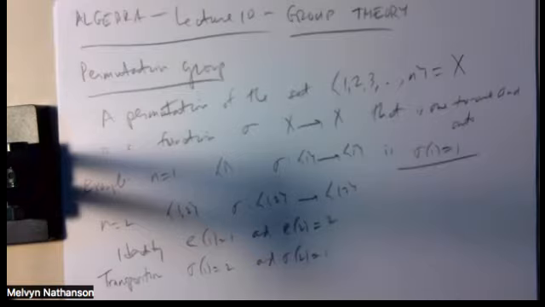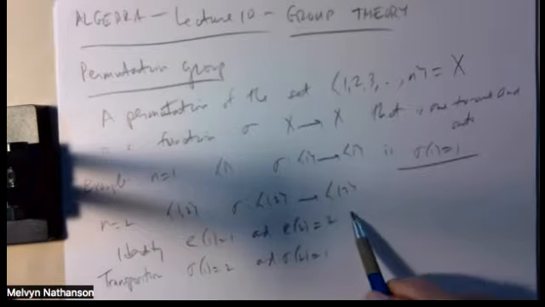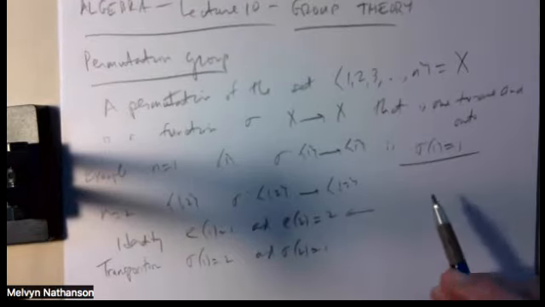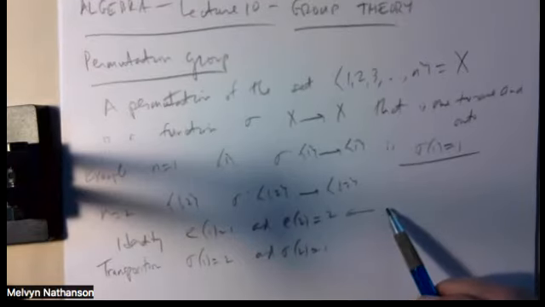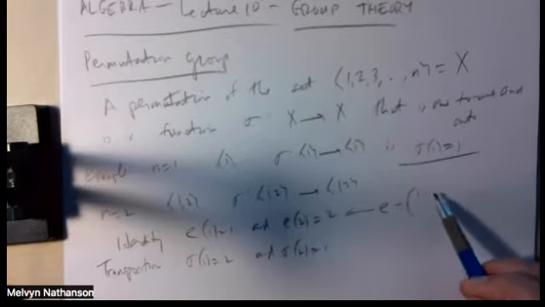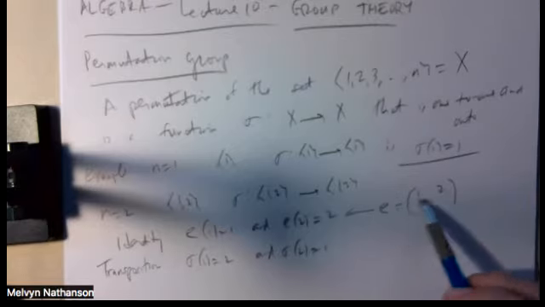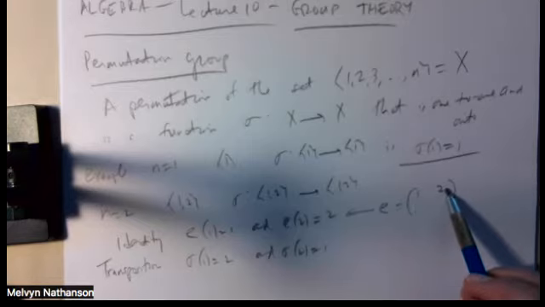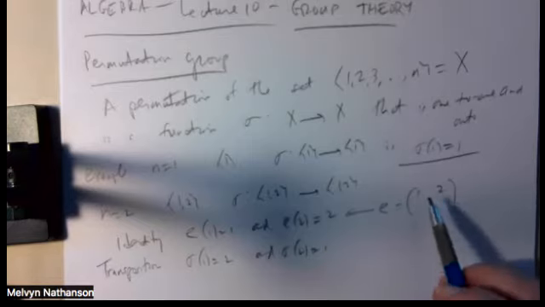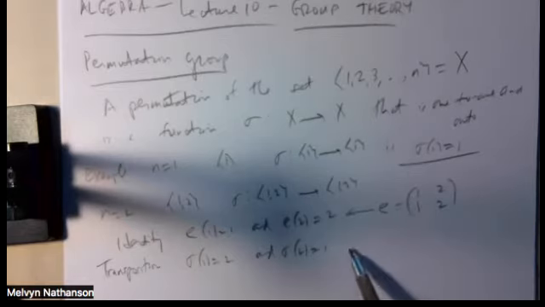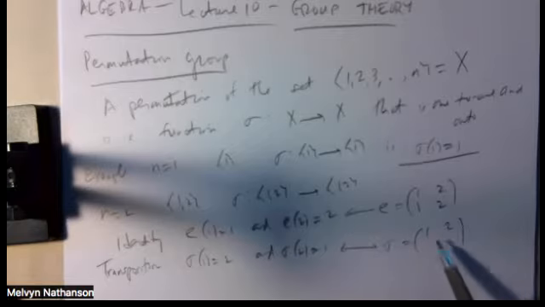One way to describe a permutation is, for example, for the permutation e, let me write a matrix with 2 rows, 1 and 2. Those are the elements of the set. The identity sends 1 to 1 and 2 to 2. On the other hand, the transposition sigma sends 1 to 2 and 2 to 1. So this is a standard way of writing a permutation.